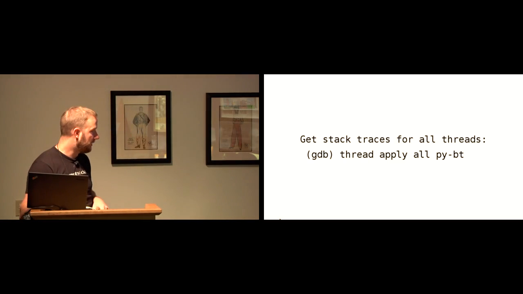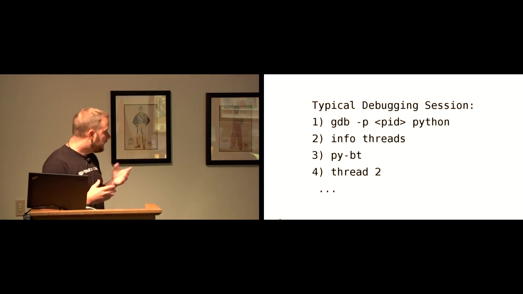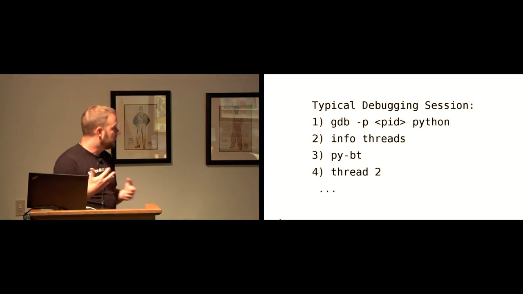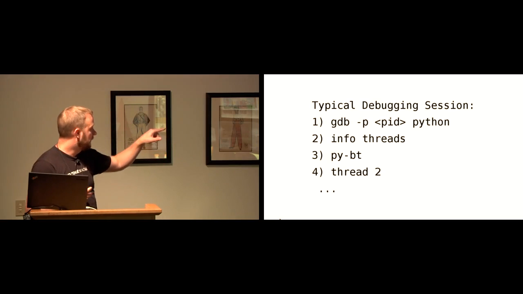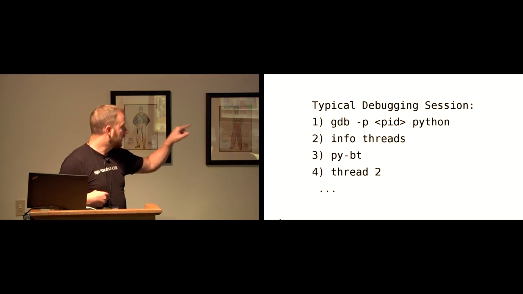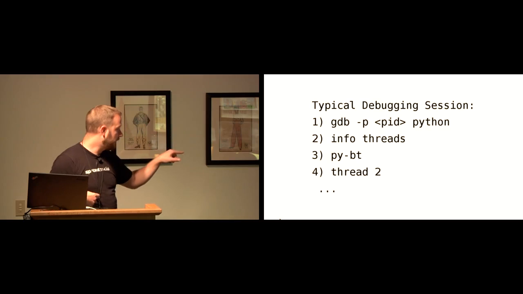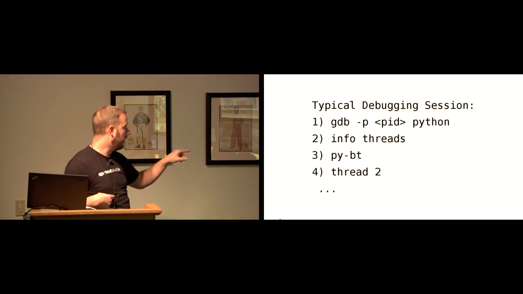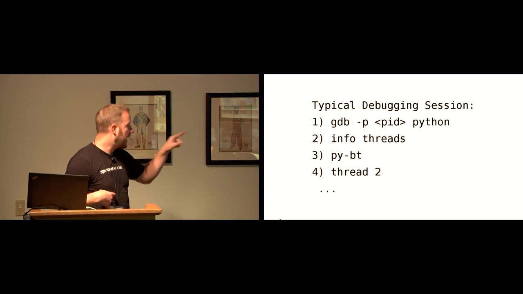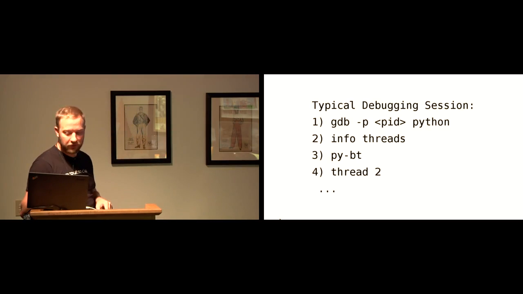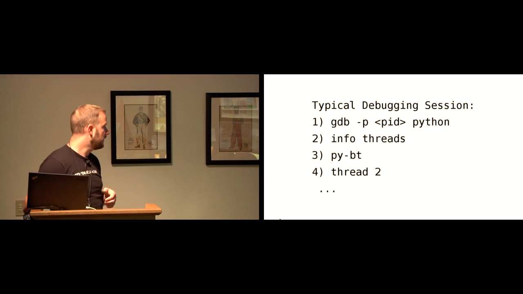Another very useful command. So typically, it's going to look something like this when you're going about debugging this stuff. You're going to attach to the process with a PID. You're going to give it the executable so it knows where to load the symbols from. Then you're going to see what threads are available. You're going to pull a backtrace, and you're probably going to pop around at different threads and see what's going on. At least that's how it typically runs for me.